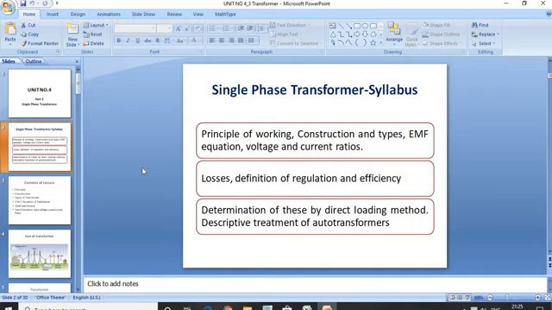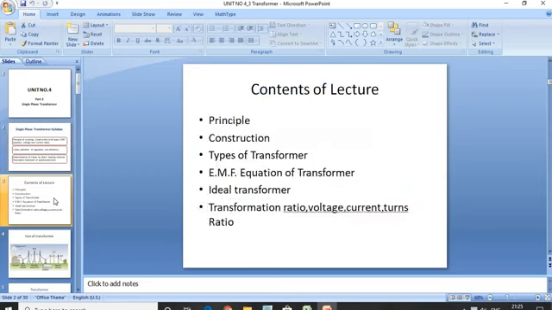Syllabus: Principle of working, construction and types, EMF equation, voltage and current ratios, losses, definition of regulation and efficiency, determination of these by direct loading method, descriptive treatment of auto transformers.